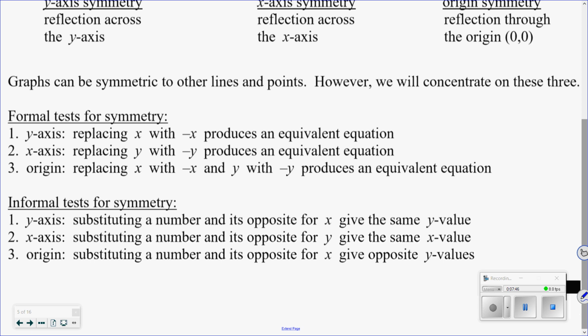So the top three, the formal tests, are a little more complicated, especially with bigger equations, because you have to do a lot of work to show that it's an equivalent equation or that it's the opposite. It's a lot easier just to plug numbers in. So a lot of times we'll do this informal test if we want to check really quick to see what we think it is.